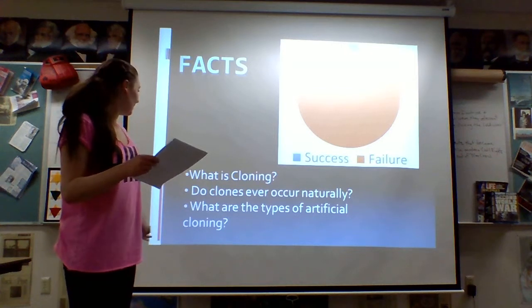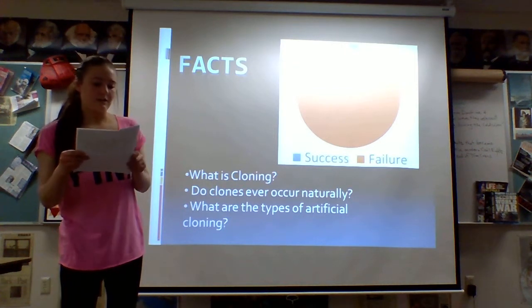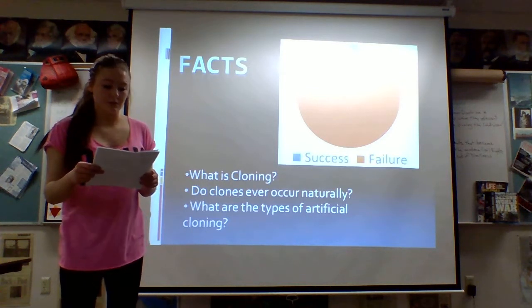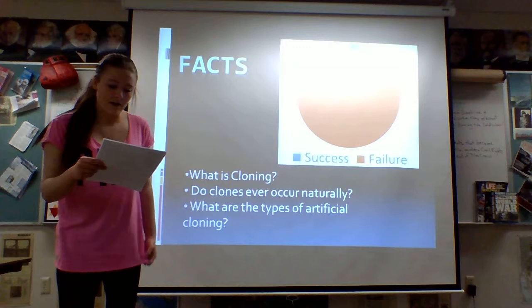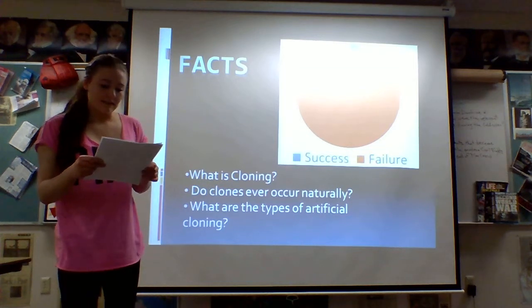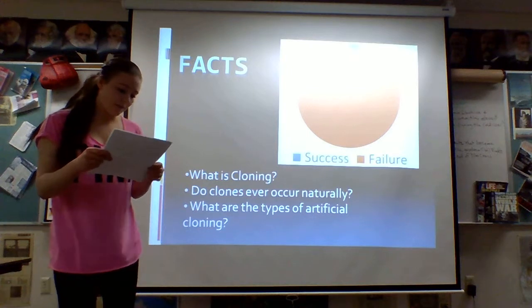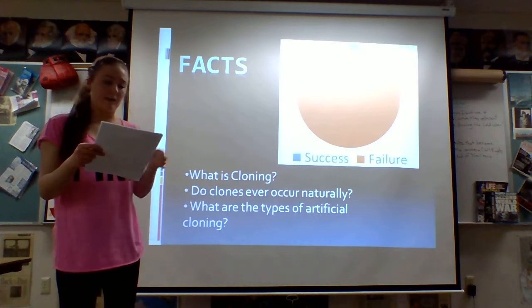Do clones ever occur naturally? Yes, in nature some plants and single-celled organisms such as bacteria produce genetically identical offspring through a process called asexual reproduction. In asexual reproduction, an individual is generated from a copy of a single cell from the parent organism.